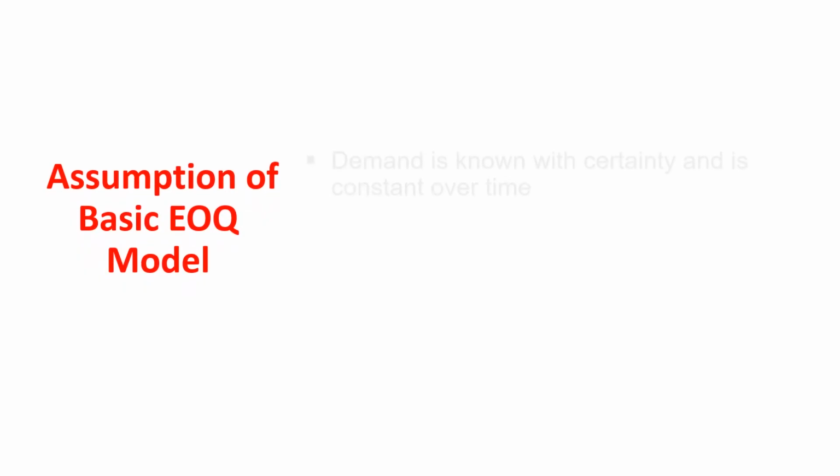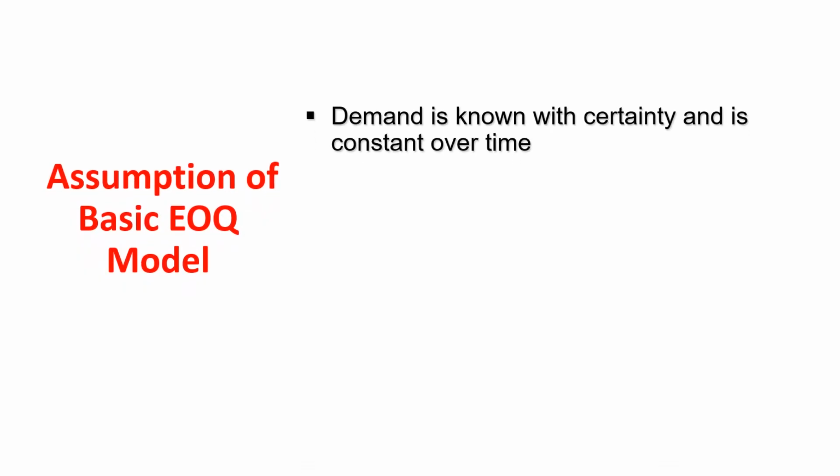So, in order to calculate EOQ, or when you work with the EOQ model, the economic order quantity model, it is important to understand the various underlying assumptions. First, demand is known with certainty and is constant over time. The consumption of items is uniform, meaning the rate of consumption over the period of time will remain constant. It will not vary too much.